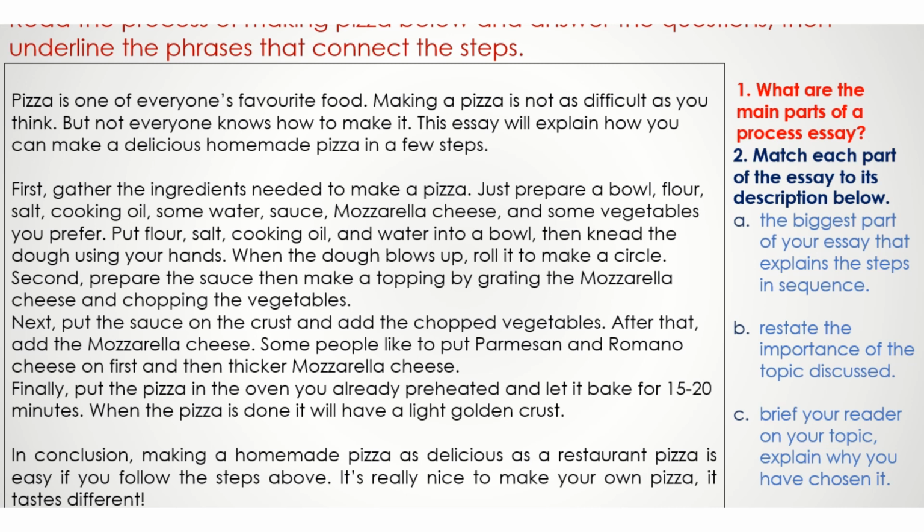grating the mozzarella. You know grating? Use the grater to grate the mozzarella cheese and chop the vegetables. Next, put the sauce on the crust and add the chopped vegetables. After that, add the mozzarella cheese. Some people like to put Parmesan and Romano cheese on first, then thicker mozzarella cheese. Finally, put the pizza in the oven you already preheated, and let it bake for 15 to 20 minutes. When the pizza is done, it will have a light golden crust.